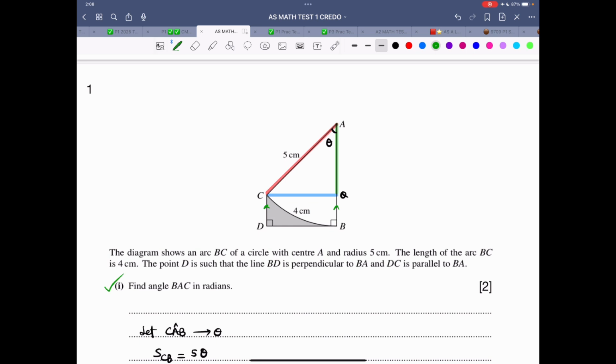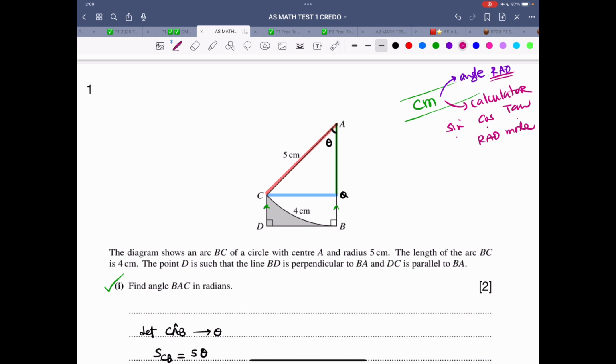So first thing first, whenever we do a circular measure question, two things need to be considered. The angle has to be in radians. And naturally, the calculator has to be in the radian mode, because when you use sine, cosine, tangent, when the angle is in radians, that is when it will give you the correct result. So the calculator has to be in the radian mode and the angle has to be in radians.